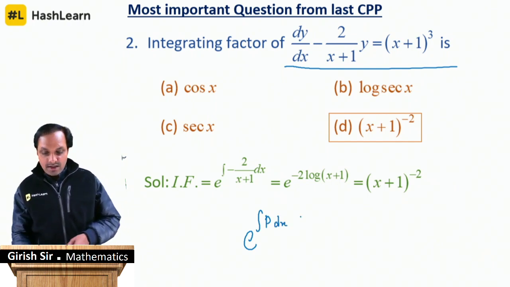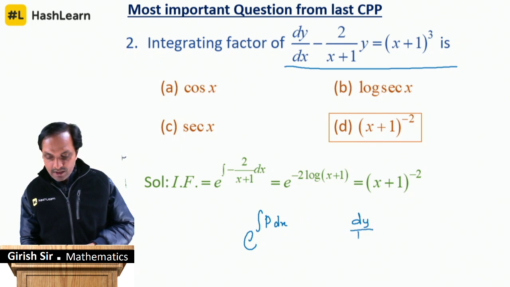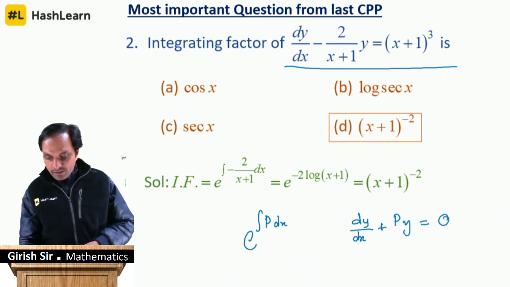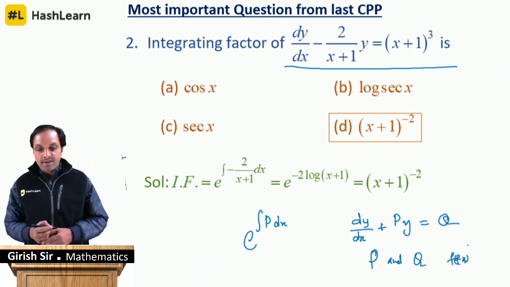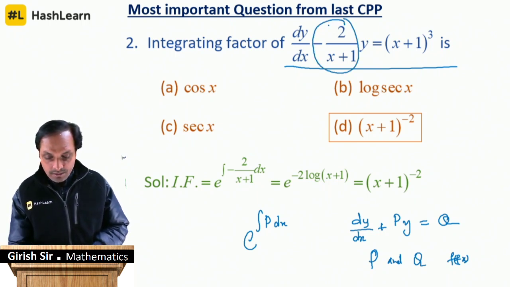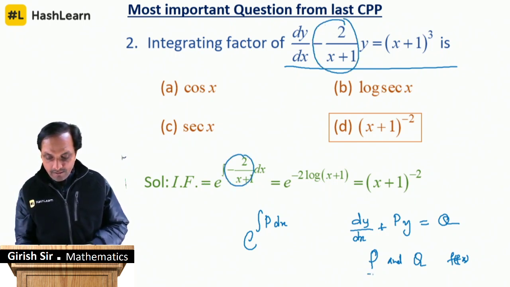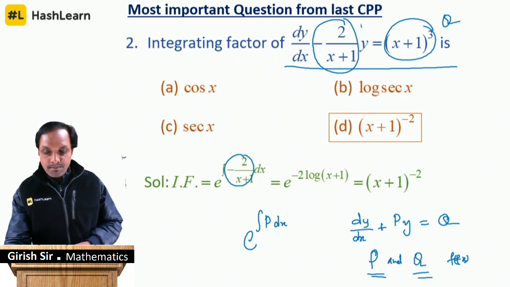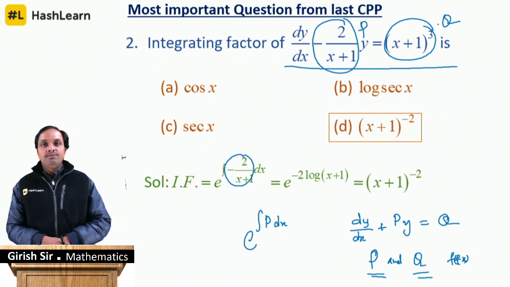You need to make the differential equation in the standard form, dy by dx plus p into y is equal to q, where p and q are functions of x, okay? They are functions of x. So when you compare with this, you know that this part will give you your p, and this part will give you q. This is p and this is q.